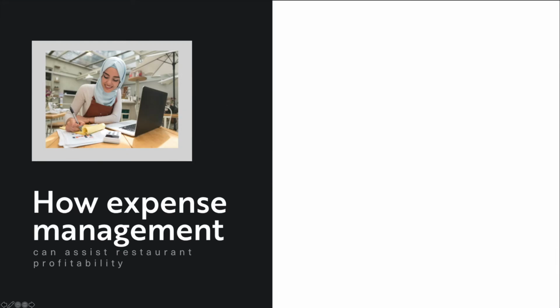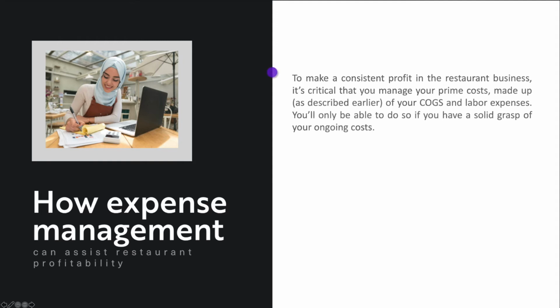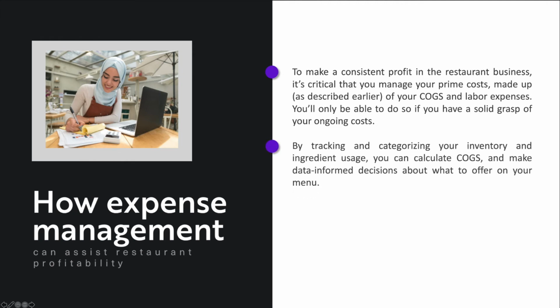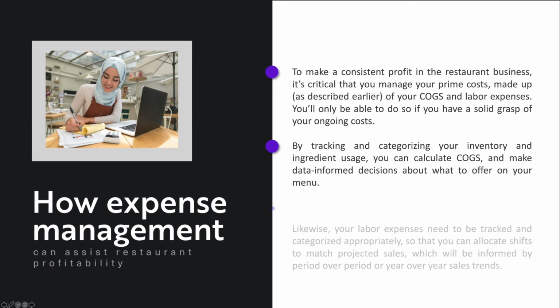How can expense management assist restaurant profitability? To make a consistent profit in the restaurant business, it's critical that you manage your prime costs, made up, as described earlier, of your cost of goods and labor expenses. You'll only be able to do so if you have a solid grasp on your ongoing costs. By tracking and categorizing your inventory and ingredient usage, you can calculate those costs of goods and make data-informed decisions about what to offer on your menu.